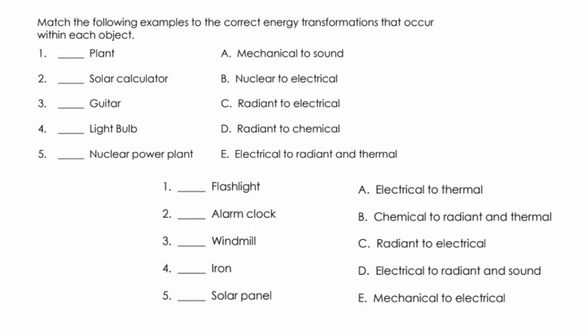So for example, plants, that's photosynthesis. So we've got radiant energy from the sun that's turning into chemical energy. The solar calculator, since it's solar powered, is also going to be radiant energy, but it's turning it into electrical energy because it's a calculator. If the calculator were to light up, you could even say that it's also radiant energy or light energy. It just depends. So go through these and work these out. If you have any questions, let me know.